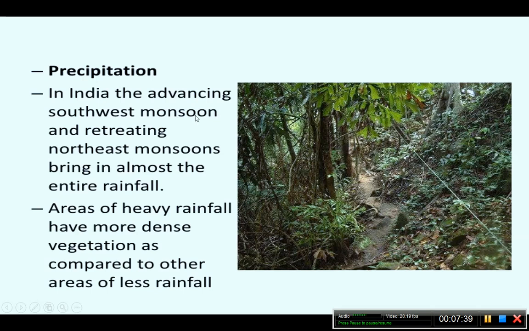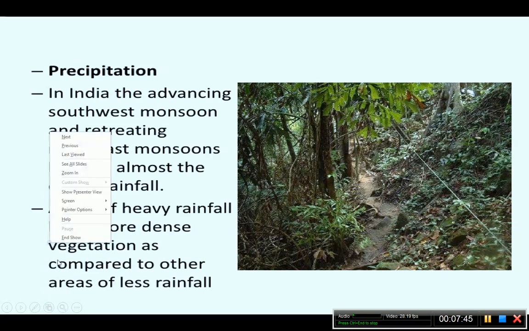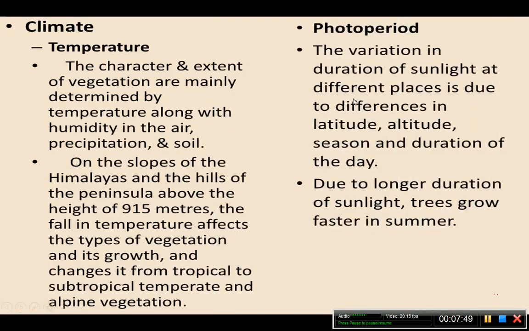Now, let us see the precipitation. Here, one thing is left, that is photoperiod. Photoperiod, the variation in duration of sunlight at different places, is due to differences in latitude, altitude, season, and duration of the day.